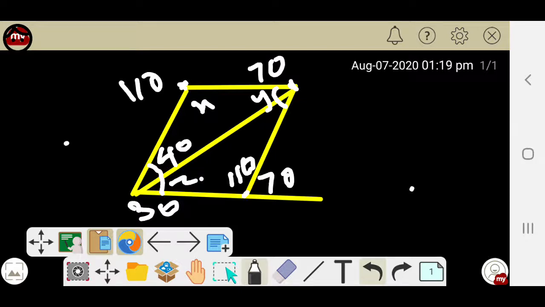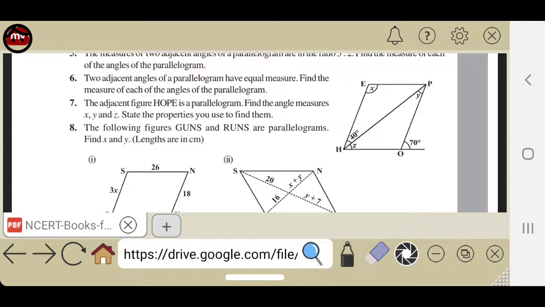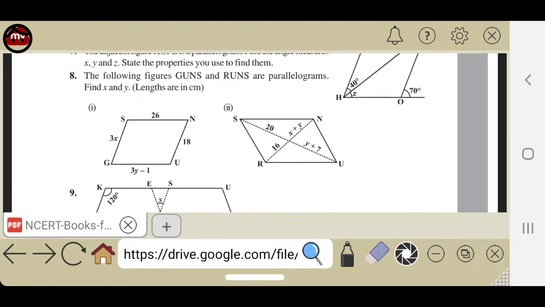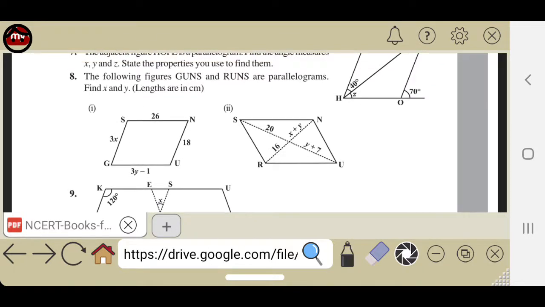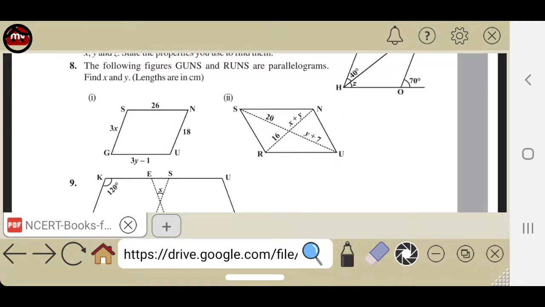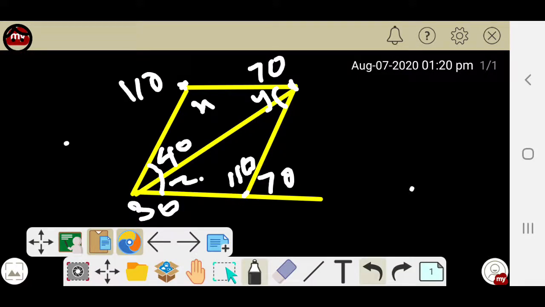Okay. The next question. Find x and y if the following figures are parallelograms. Okay, then listen, dear children. First one is a parallelogram. Yes, we can start.